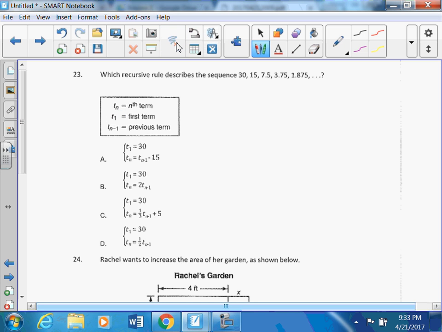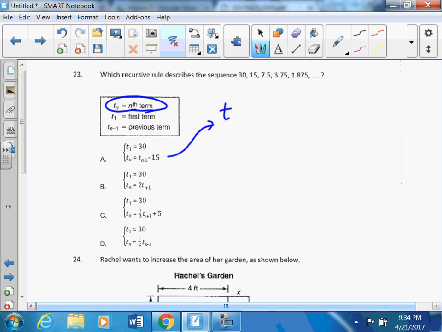And then you have this is the previous term, or there is no previous term to 30 right now. But if you look, all of these have 30 as the first term. And then the nth term, maybe that's the fifth term or whatever. That's what we have right here. That's what all this represents. So let's start off with A. Let's see if A works.